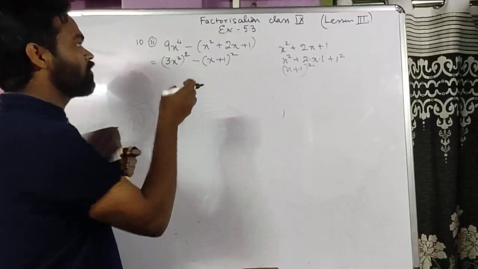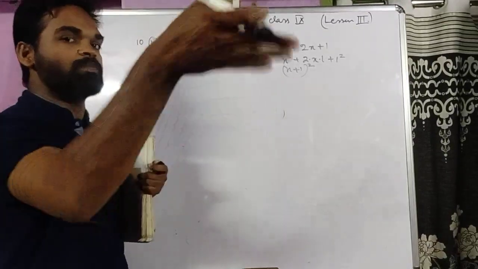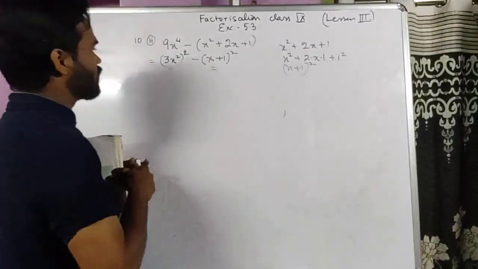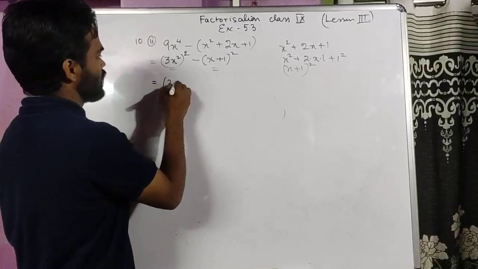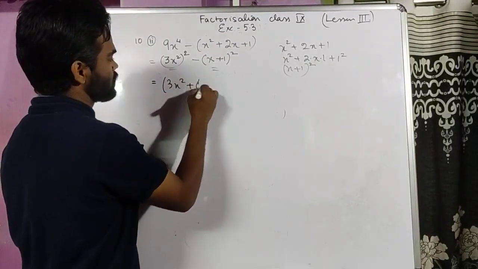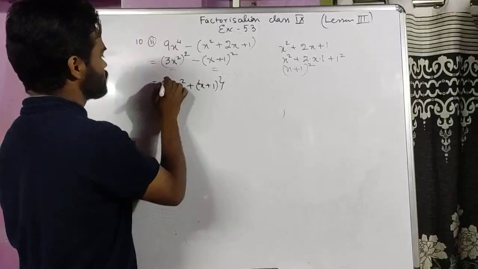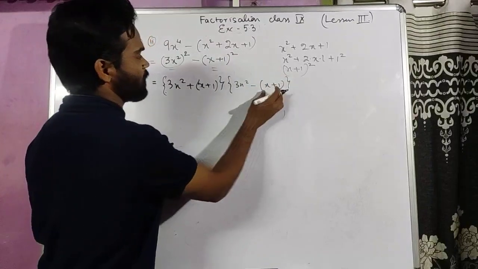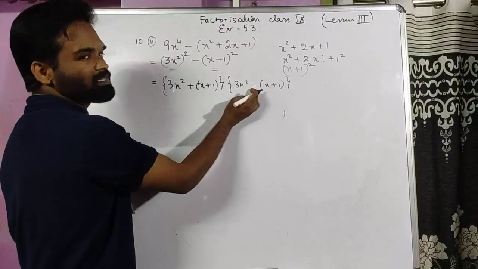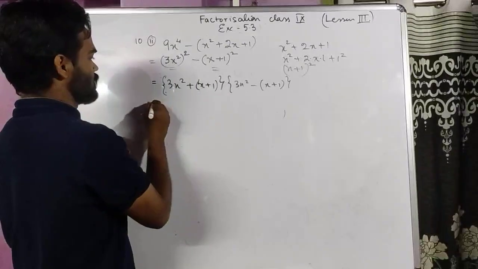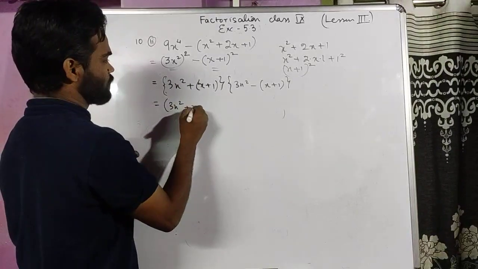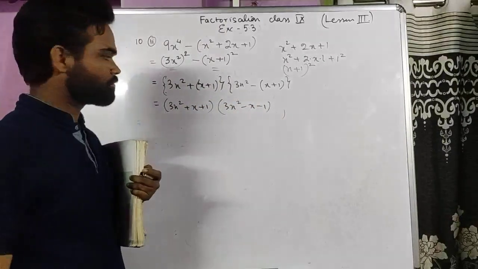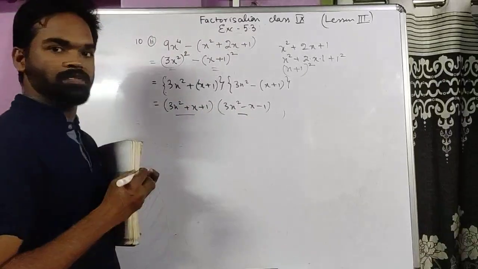Now we got this in the form of a square minus b square. Now we'll just use the formula. Look carefully. (a plus b) and this is (a minus b). I've used this bracket because there are two terms, and there's a minus sign outside, so the sign will change. Show all the steps which are necessary. (3x square minus x minus 1). So this is my answer.